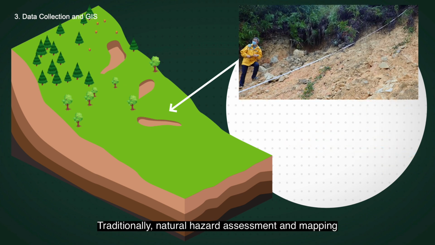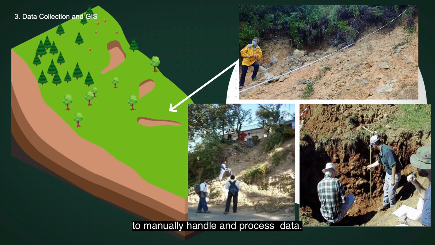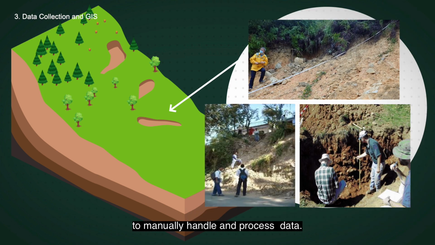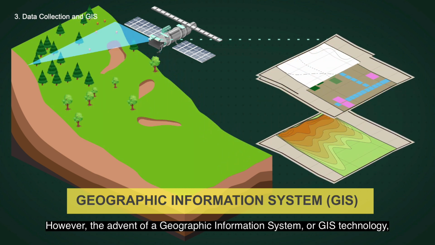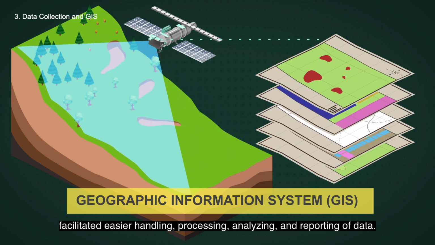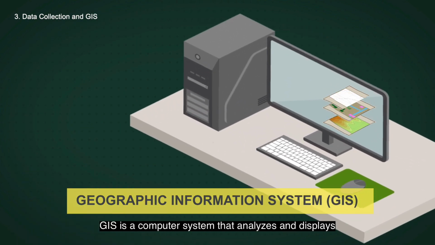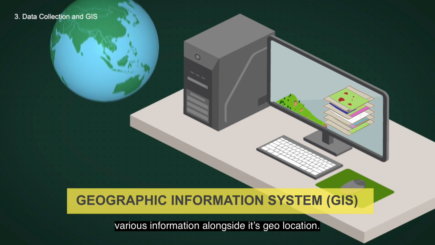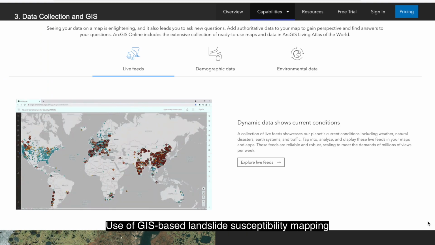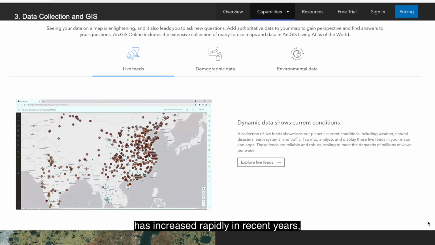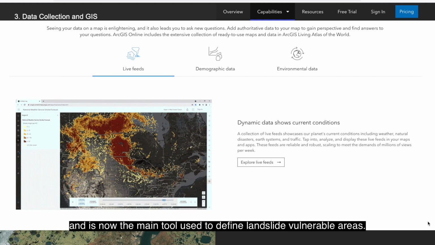Traditionally, natural hazard assessment and mapping are laborious tasks, requiring enormous time and effort to manually handle and process data. However, the advent of a Geographic Information System, or GIS technology, facilitated easier handling, processing, analyzing, and reporting of data. GIS is a computer system that analyzes and displays various information alongside its geolocation. Use of GIS-based landslide susceptibility mapping has increased rapidly in recent years, and is now the main tool used to define landslide vulnerable areas.